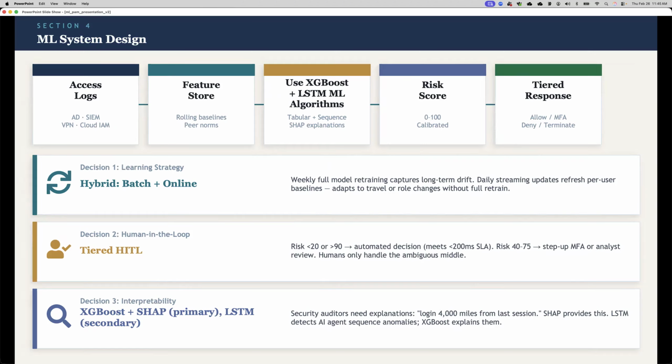The third is interpretability. So the security teams and auditors require explanation. So that's the reason we have XGBoost with SHAP as our primary model to handle that. The LSTM detects complex sequence anomalies, especially for AI agents, while the interpretable model explains the decisions to humans in their natural language format.